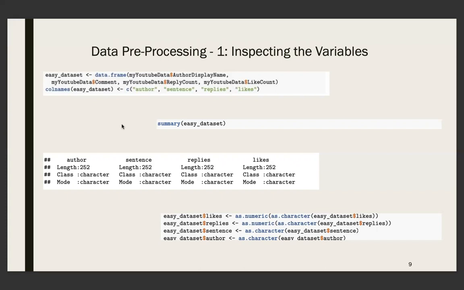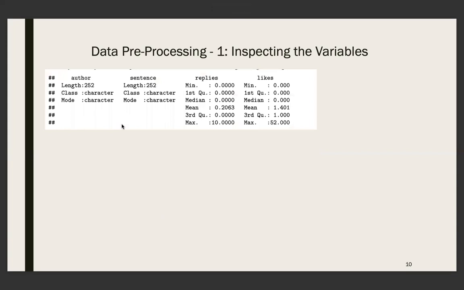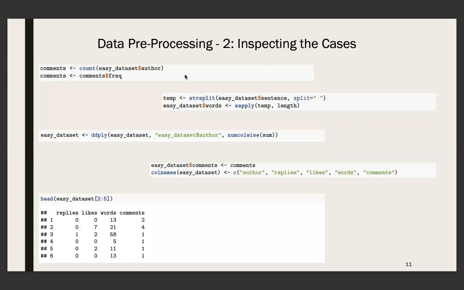Okay. The next step is, yeah, this is the summary after doing all these steps. Now, next is inspecting the comments. By counting the number of comments of a user via the variable author, a new variable comments can be generated. Same procedure is applicable on the number of words within the variable sentence. Numeric variables on the basis of character variables can be generated using the command comments count easy data author and comments frequency. This will simply count the number of comments by each author of a social media comment.